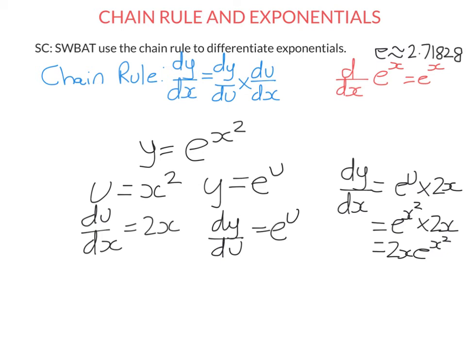So when you're doing these kind of questions, you can follow this process, but there is a quicker way to do it. Note that all we did was we left the e to the power of whatever alone and times by the derivative of what's in the power. That is the easier way to do that. Let's look at some examples using this easier method.